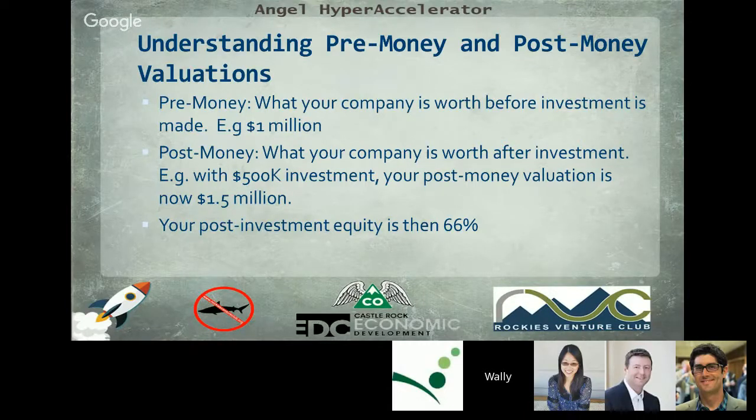And by the way, 33% is too much to give away in an early round. Most angel rounds are going to be somewhere between 20 and 25%. Okay, let's go on to the next.